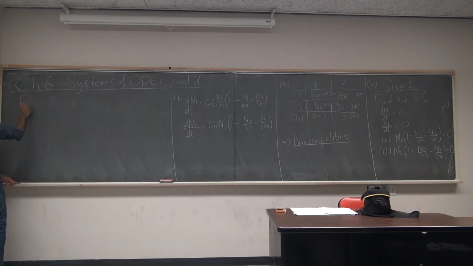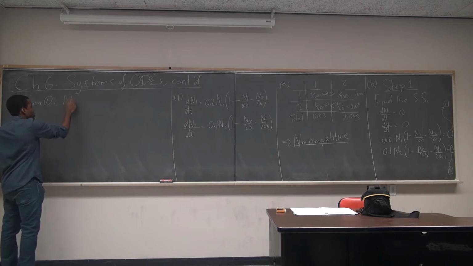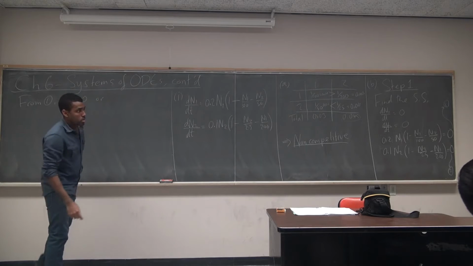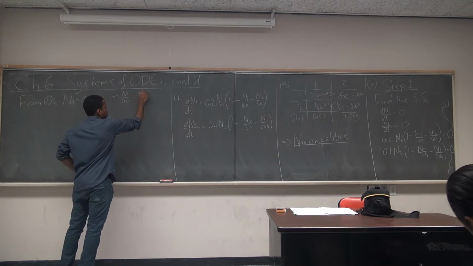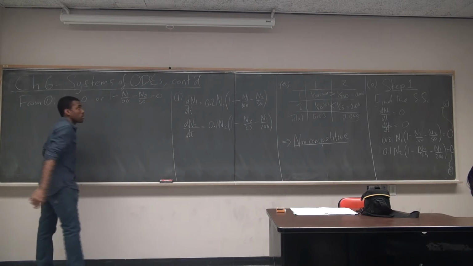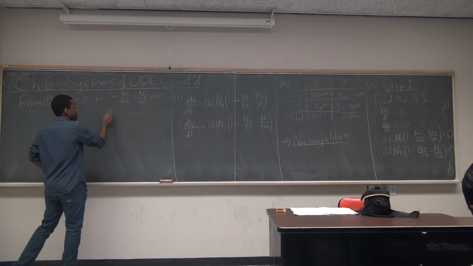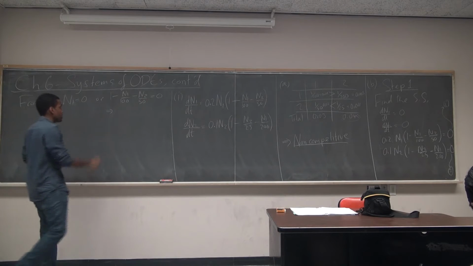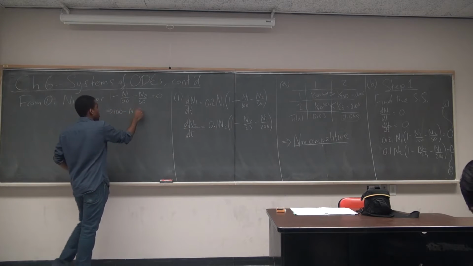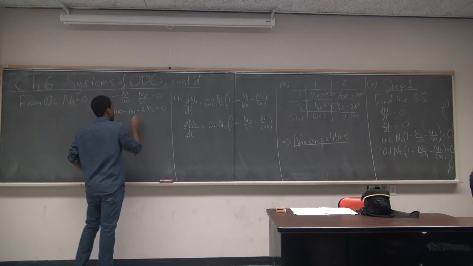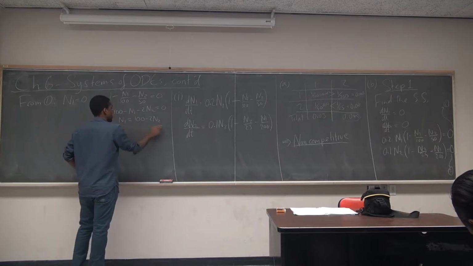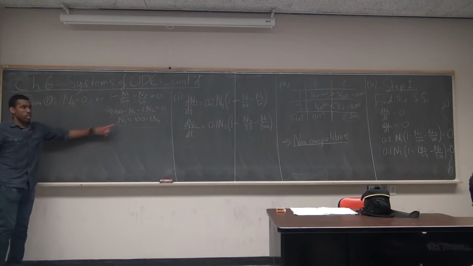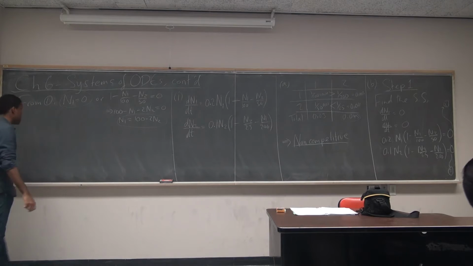So from equation 1, I have 2 situations, right? I have either n1 equals 0 or 1 minus n1 over 100 minus n2 over 50 equals 0. This I can simplify a little bit. I can multiply both sides by, say, 100. I get 100 minus n1 minus 2 n2 equals 0, or in other words, n1 would be equal to 100 minus 2 n2, right? So either n1 is 0 or n1 is 100 minus 2 n2. And then we deal with each situation separately, right?